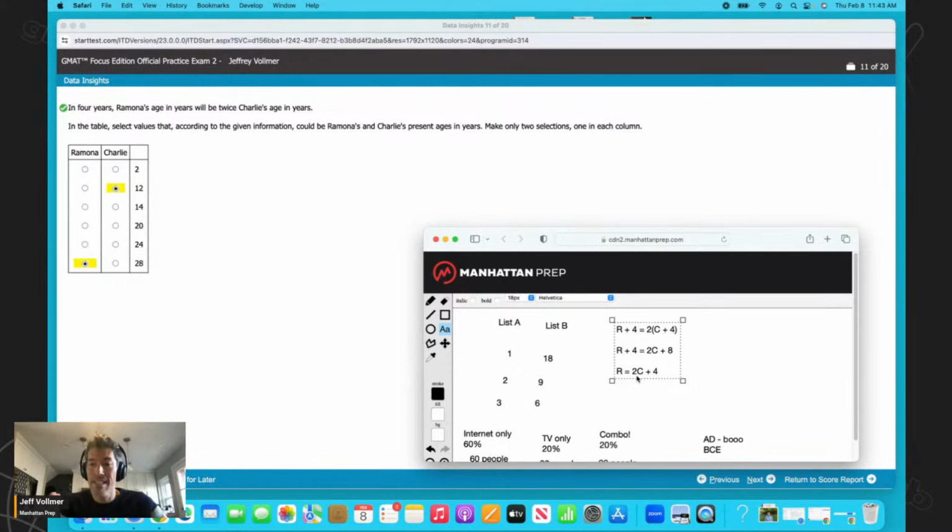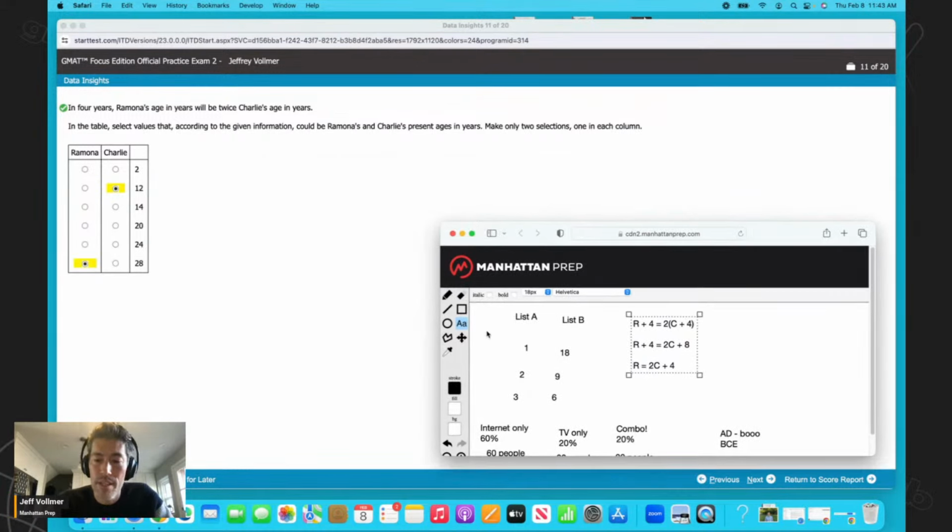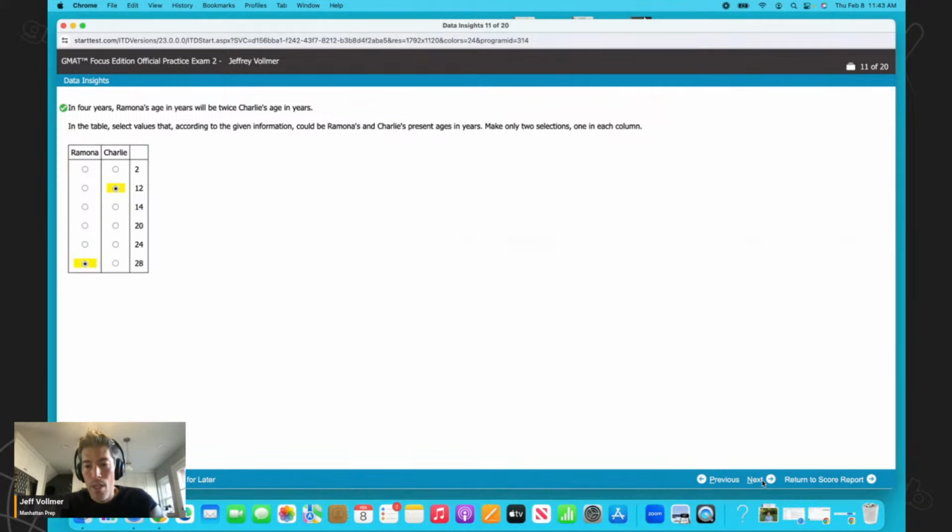I'm not criticizing if you did this. Honestly, it's hard to tell what I would have actually done on the test versus what I would have done to talk out loud. I think it's 50-50. I might have plugged in, I might have done this. And you could now just plug in values for C, right? If C is 2, then R would have to be 8. Doesn't exist. If C is 12, R would have to be 28. Boom. That's way faster. You could try that too. I don't really have a preference. I think both ways are totally cool here.